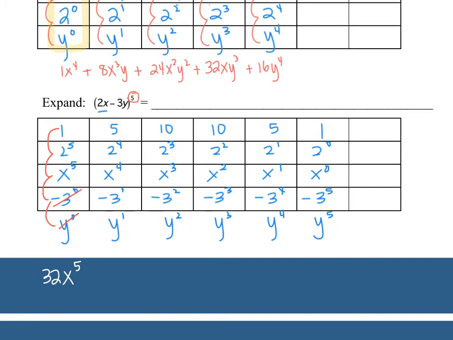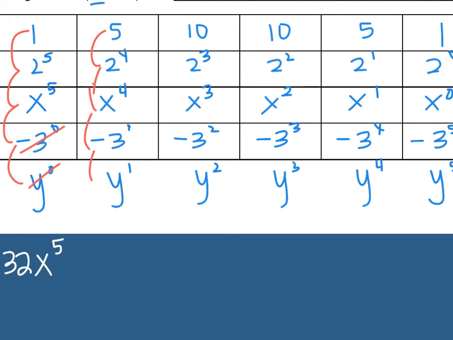All right, the next column, we work our way down. 5 times 2 to the 4th. By the way, 2 to the 4th is 16. Times x to the 4th, times negative 3 to the 1st, times y to the 1st. Okay, all of that together. 5 times 2 to the 4th, that's 5 times 16, it's 80. x to the 4th times negative 3. Altogether, we get negative 240 x to the 4th y.